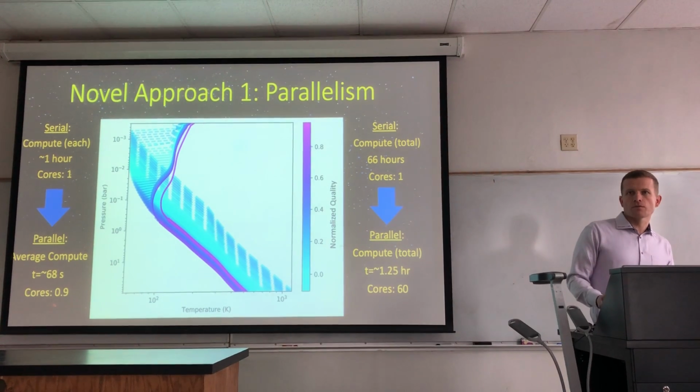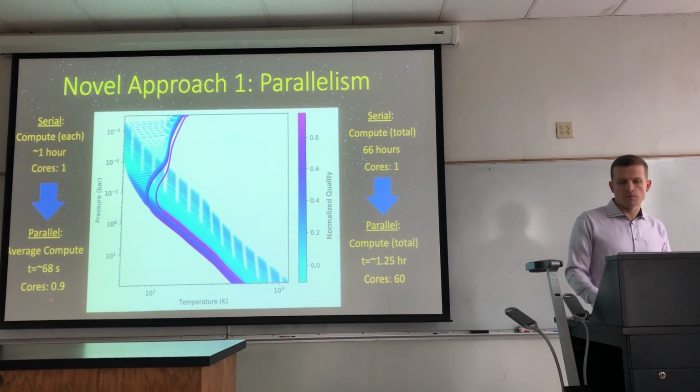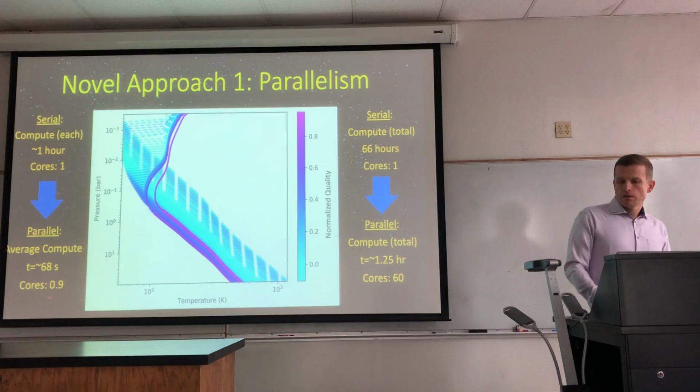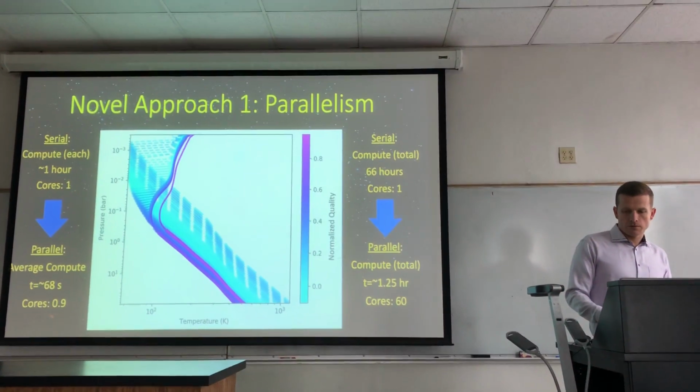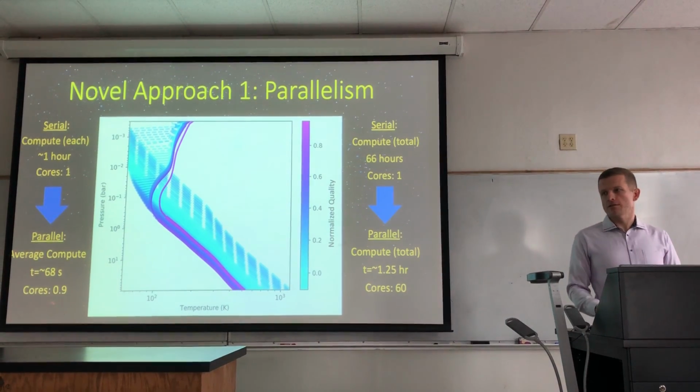We don't have to use quite as many cores because a number of them solve quickly. And compute time on the wall clock reduces down to about an hour and a quarter, which is a lot more manageable. It does take 60 cores.